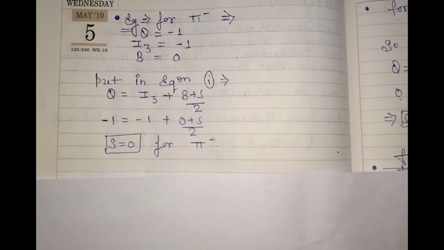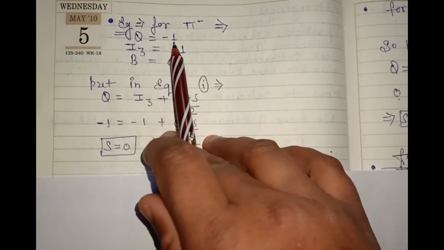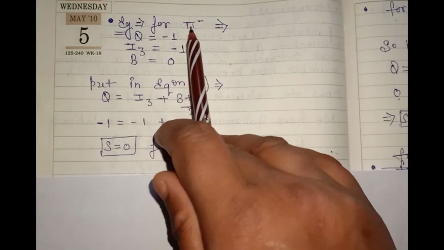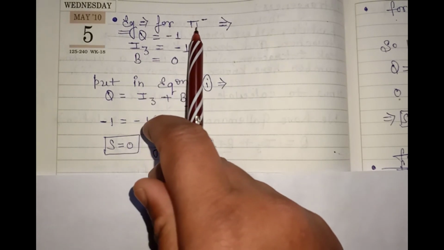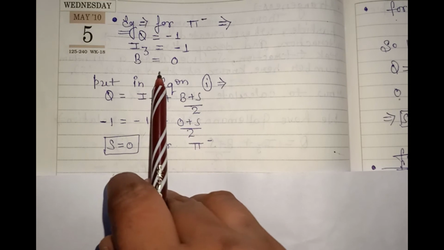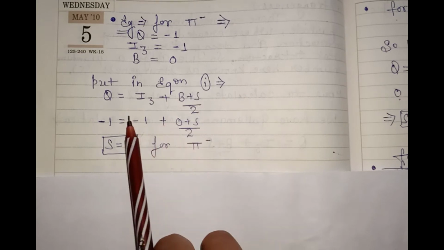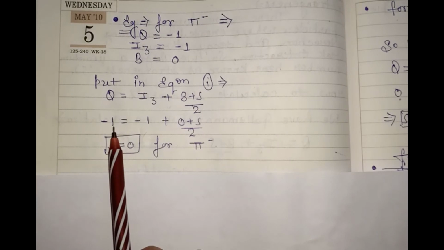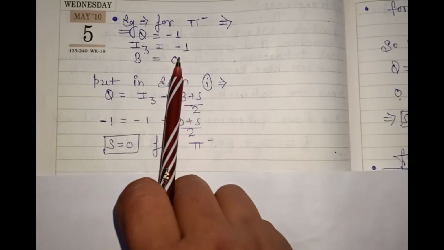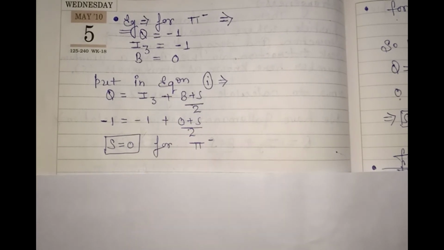Let's come to our second example, pi negative. For pi negative, Q equals -1, and because it is a triplet, the third component of isospin equals -1. Because pi negative is not a baryon, B equals 0. Putting into the equation, Q equals -1, I3 equals -1, baryonic number equals 0 plus S by 2. So S equals 0 for pi negative. So pi negative also is not a strange particle.